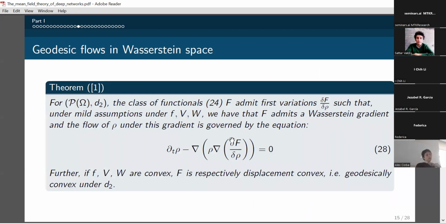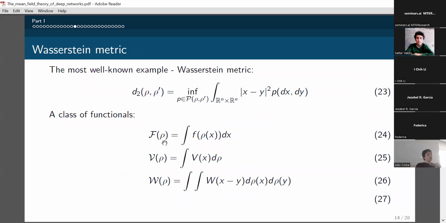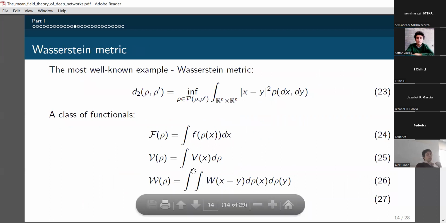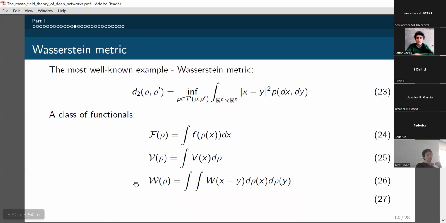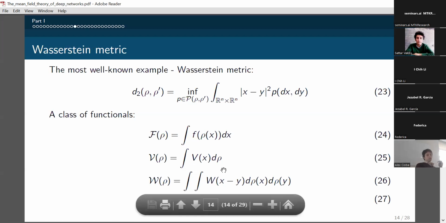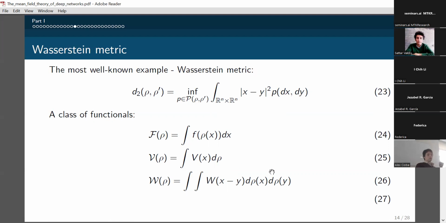So, this depends on the first variation of f, right? The first variation of curly F is f prime. The first variation of curly V is just capital V. The first variation of curly W is capital W convolved with rho. So these will give you... Yeah, let's not get into this. I just want to understand the high-level picture.